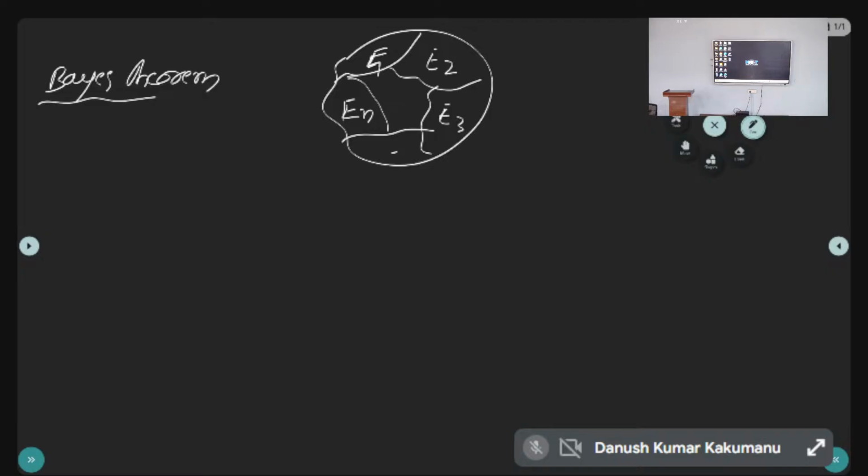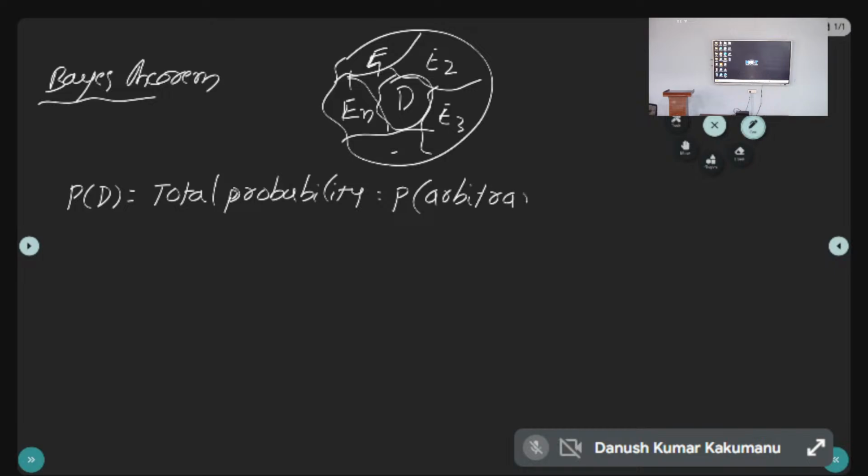I will give one more question for more clarity. I will take one more new event D. D means it need not be defective. Any arbitrary event which is from all these events, from E1, E2, E3. Now, what is P of D? P of D is nothing but total probability. Total probability P of D, that is nothing but probability of the arbitrary event D.